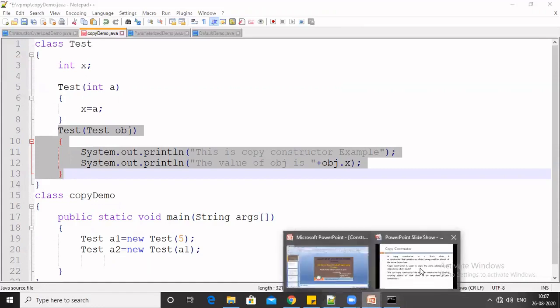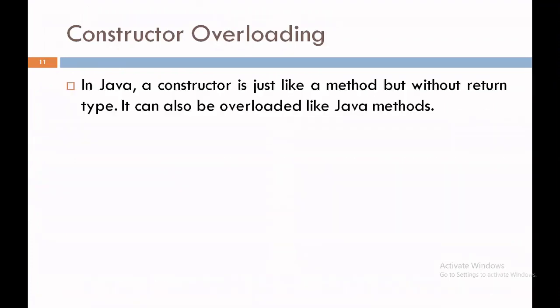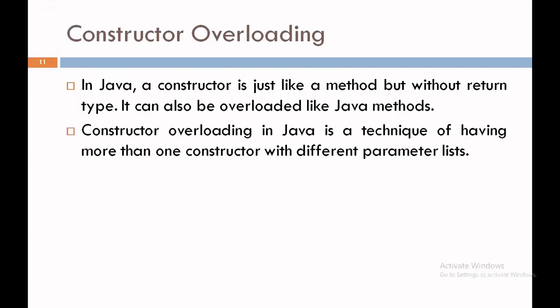Now we discuss the next topic, and the next topic is constructor overloading. In Java, a constructor is just like a method but without return type. It can also be overloaded like a Java method. In this topic, we will see what constructor overloading is with the help of a simple example. Constructor overloading in Java is a technique of having more than one constructor with a different parameter list, same as method overloading.